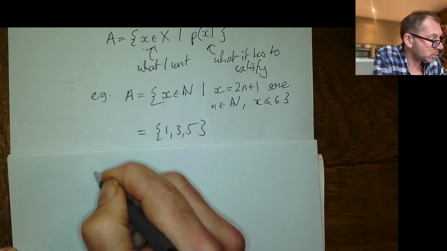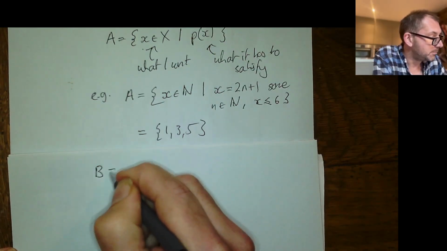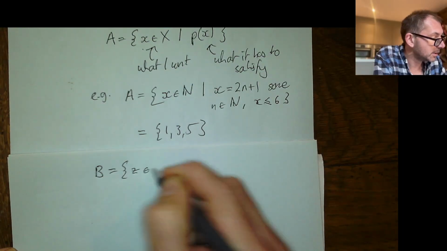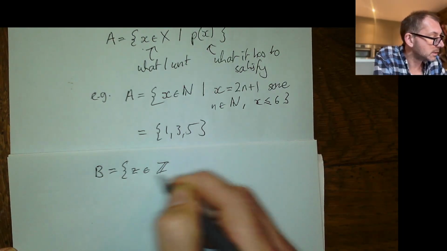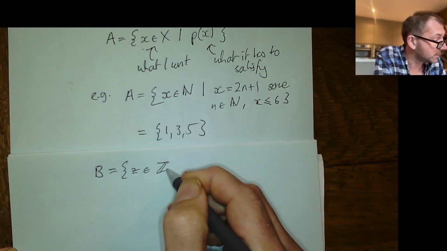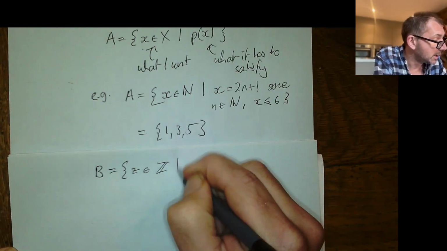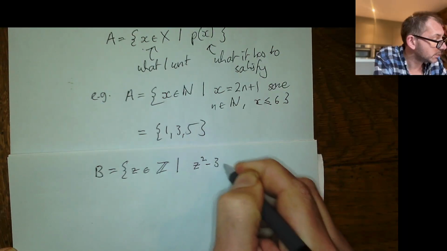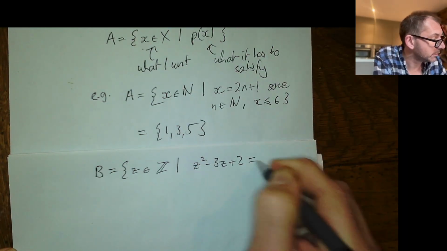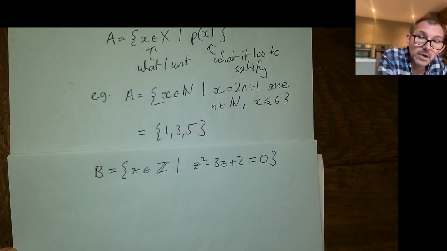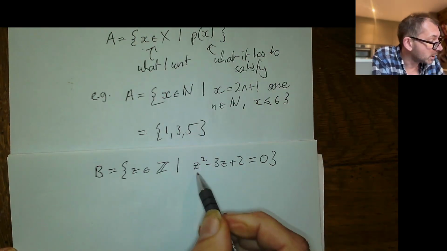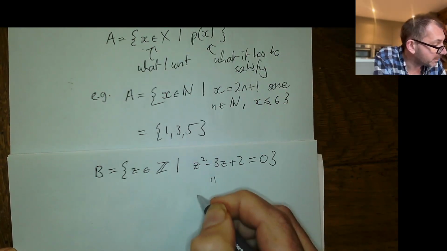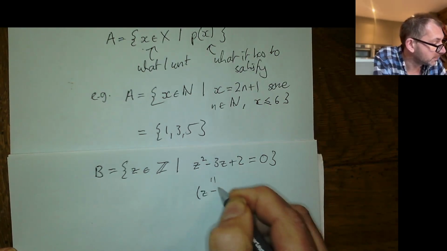One that's defined by a quadratic equation. For B, I'm going to say let the elements Z in Z, so these are going to be the integers, such that Z squared minus 3Z plus 2 is equal to 0. Okay, so I know how to factorize this. Hopefully I'll remember from school.